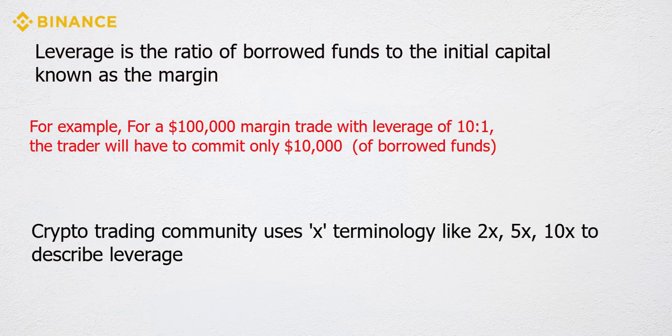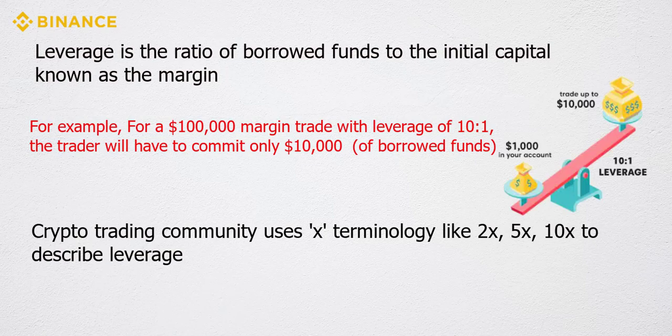Leverage describes the ratio of borrowed funds to the margin. For example, for a $100,000 trade with leverage of 10:1, a trader will need to commit $10,000 of their capital. The cryptocurrency trading community often uses the X terminology to describe leverage: 2x, 5x, 10x, and so forth.